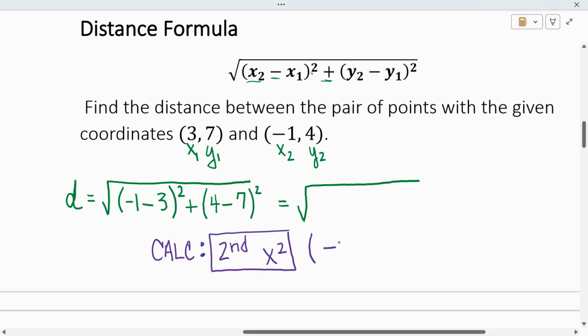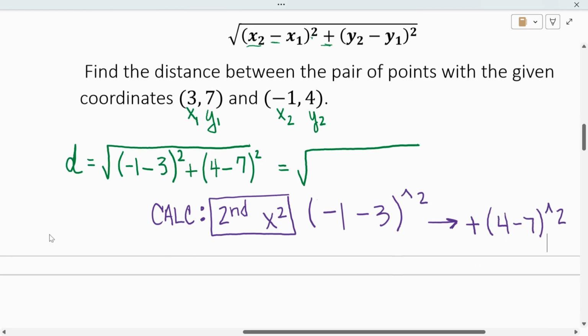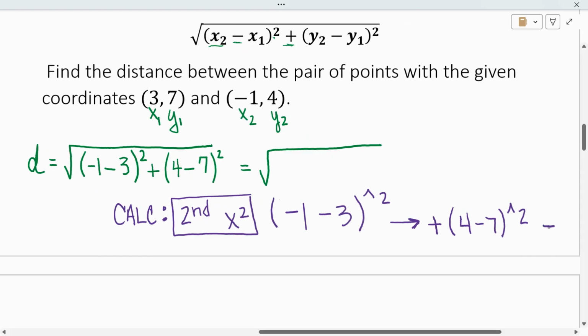I'm going to type in -1 minus 3, close my parenthesis, and I'm going to use the caret button, caret 2. You can also use the x squared button if you want. And then I'm going to press the arrow. If I use the caret button, I have to use the right arrow, plus new parenthesis, 4 minus 7, close my parenthesis, caret 2. I can do all of that at one time in my calculator. And just hit your equal sign.